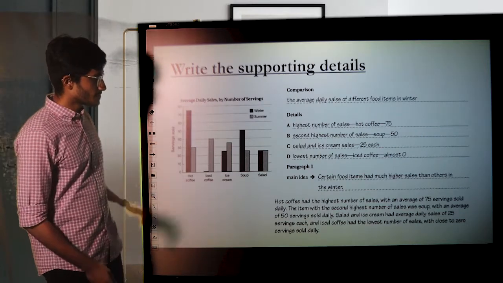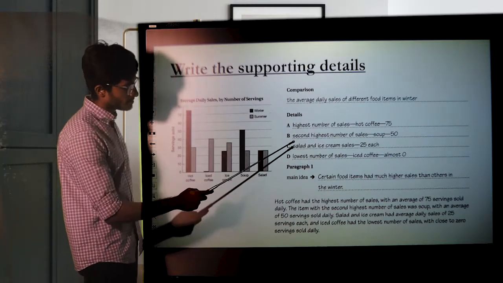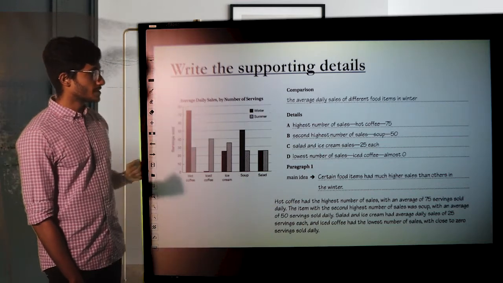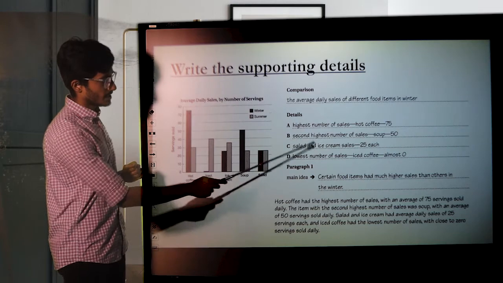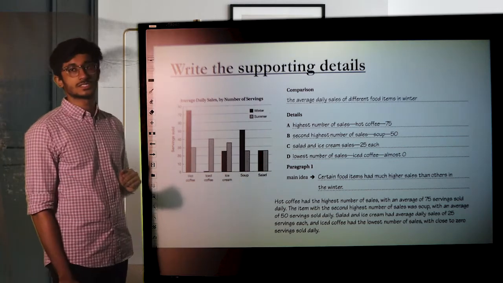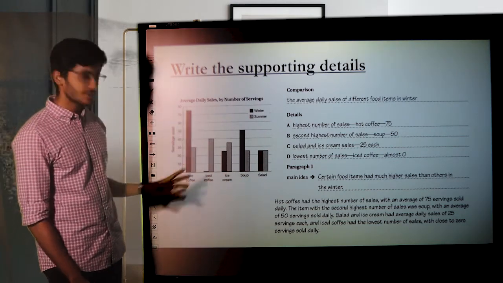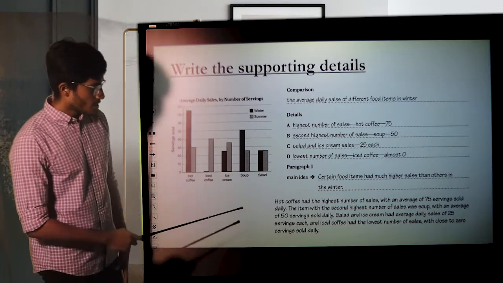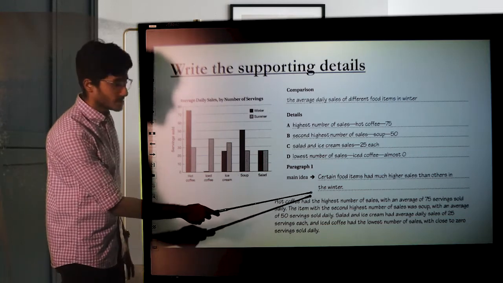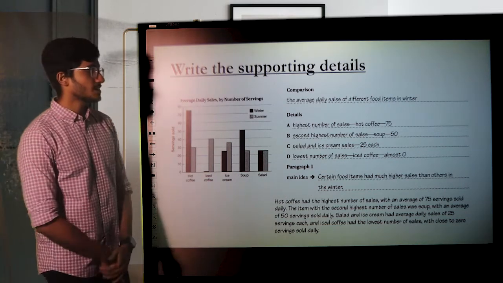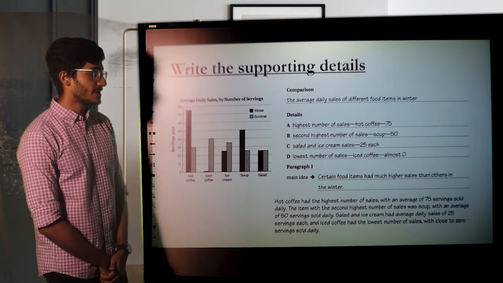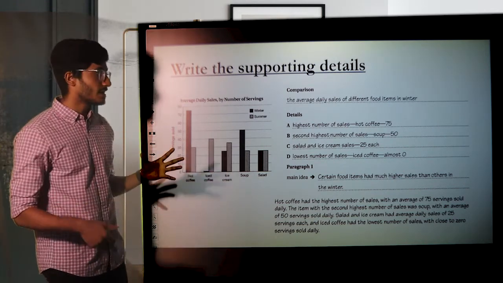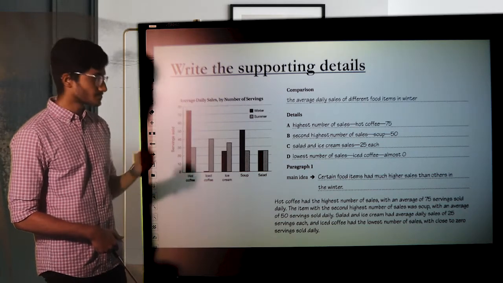So here we have an example. Remember the details that you have mentioned, and here you have the main idea. This is for winter. Here is your main idea, and here are the details that you have jotted down. Considering all these, let's read through this paragraph. This is the first sentence, so let's read from here. "Certain food items had much higher sales than others in the winter." This is your main idea. It gives you a general idea of the winter comparison.